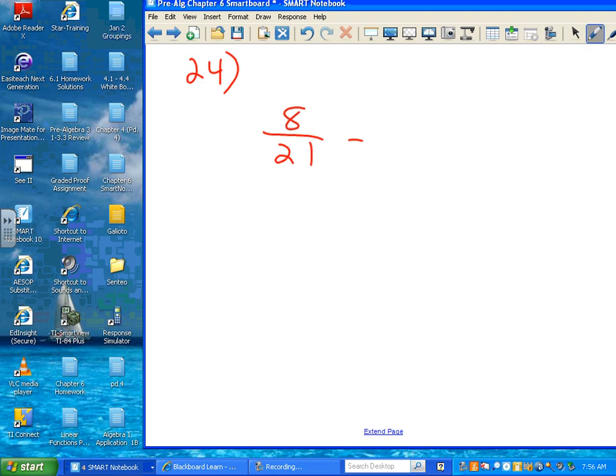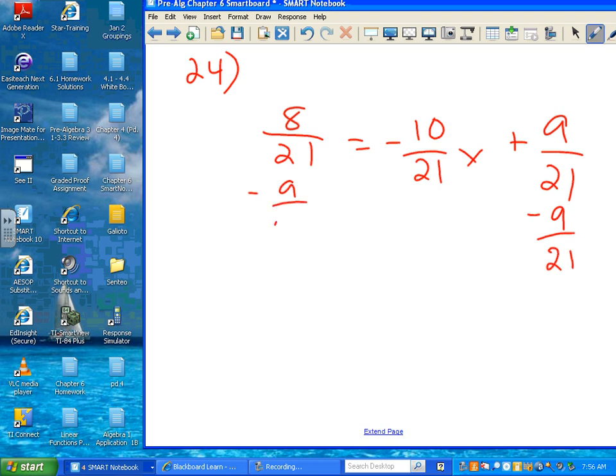So 8/21 equals -10/21x, and then 3/7 you change to 9/21 to find a common denominator? Are you with me or no? Okay. So you're clear on how to do this problem now. Okay. Positive. Okay. Annalise?